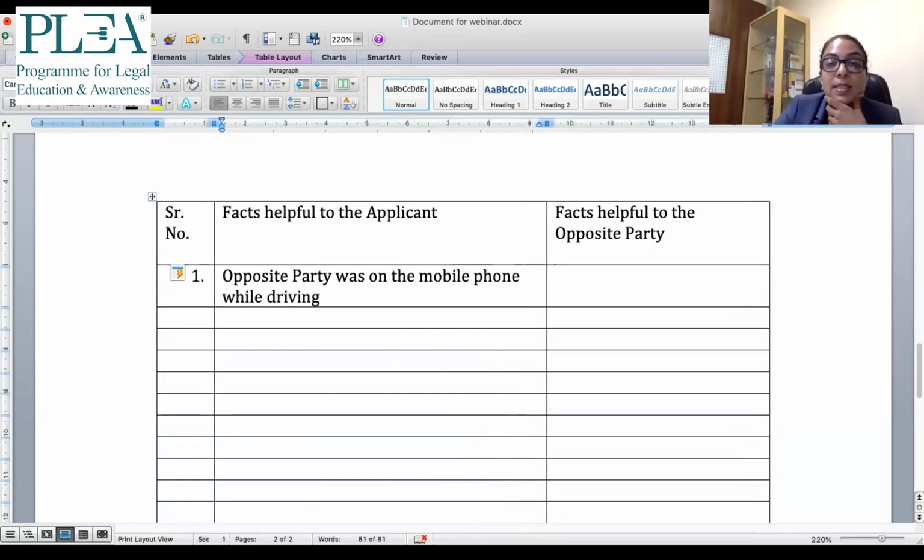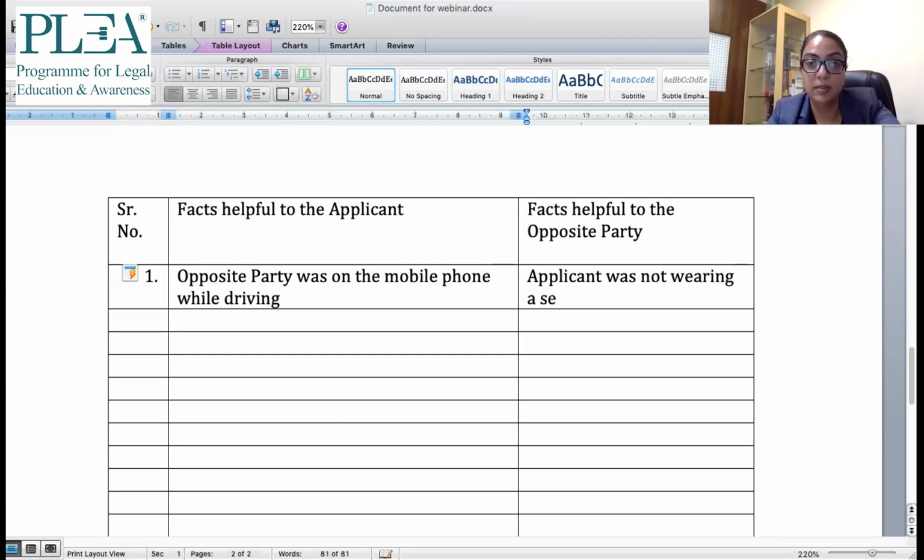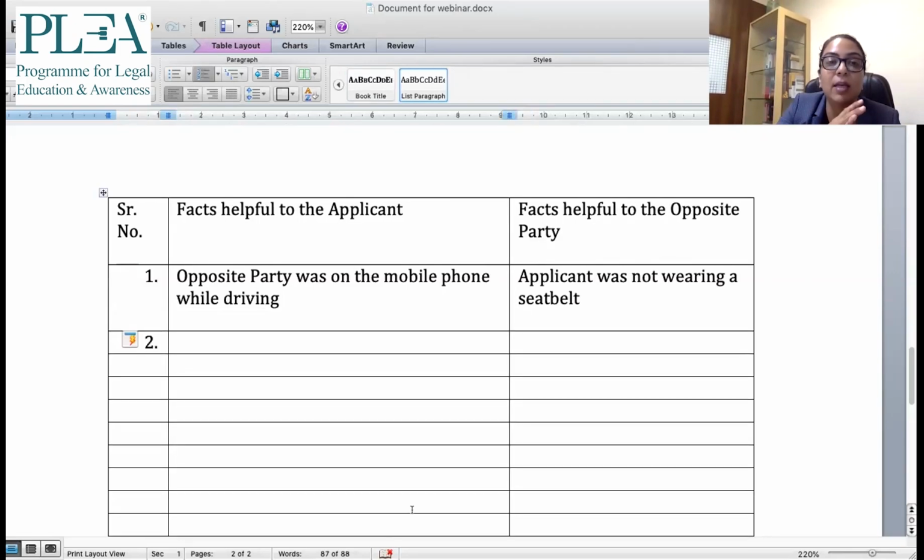Okay. Then something which is helpful to the opposite party. Yeah, so Kumar Aryan is saying seatbelt. Okay, so facts helpful to the opposite party is that the applicant was not wearing a seatbelt. Another fact, anything either helpful to the applicant or helpful to the opposite party. The applicant, so helpful to the respondent, the applicant was bent over in his seat. He was not paying attention to the road. The applicant was not paying attention.